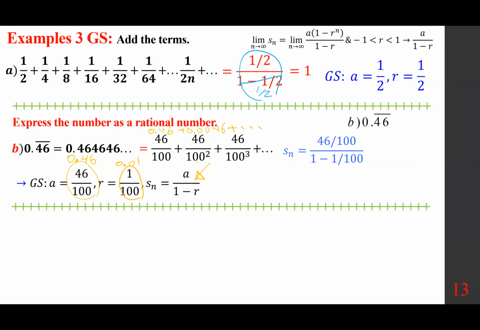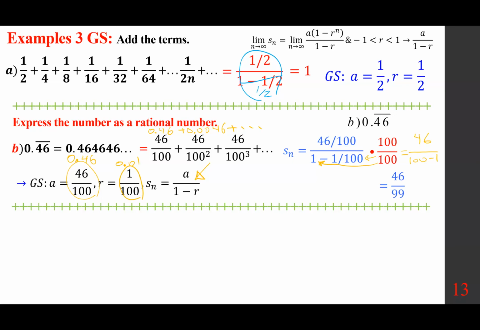This is a complex fraction. You're going to multiply by 100 over 100. And the result is, the top is 46. And you multiply this by 1, you get 100. When you multiply it by 1 over 100, you get 1. And so 46 over 99 is the final answer. You should always try to simplify a fraction. It can't be further simplified. We are done.